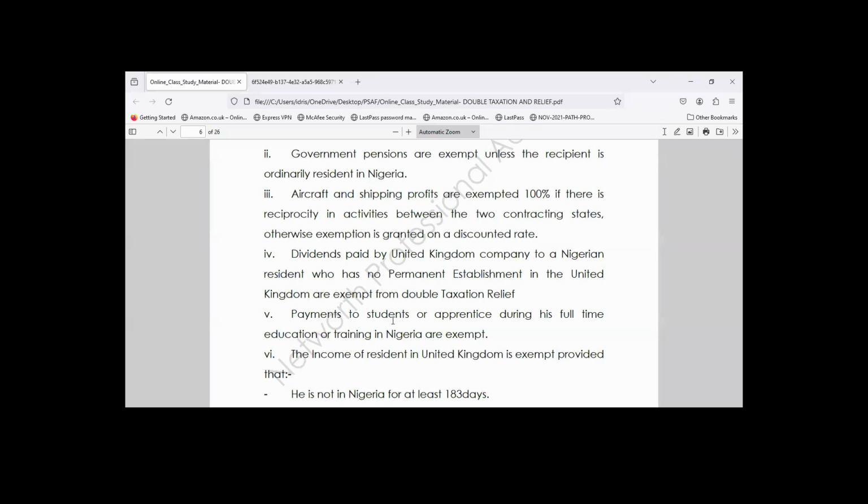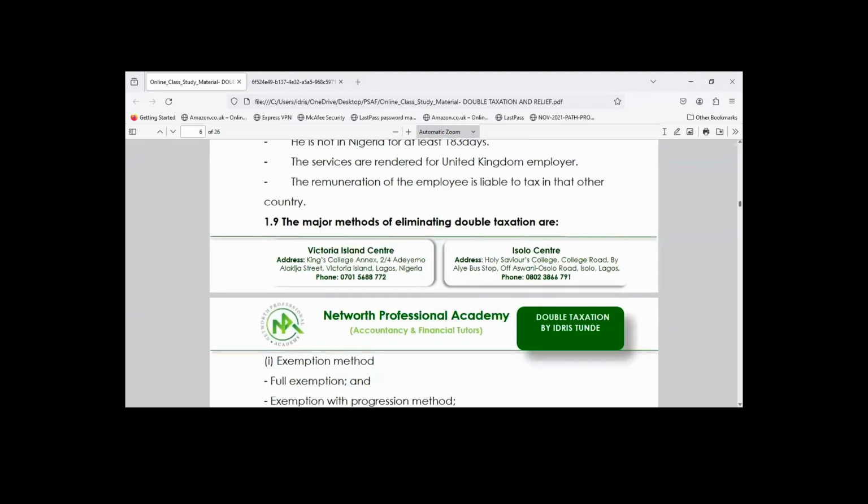Likewise, a Nigerian student. You apply for admission abroad and you are given admission to study a master's abroad. During your master's, they are paying you some token. Such token, if you take it back to Nigeria, is not going to be taxed. It's going to be exempted from double taxation. So those are all the incomes exempted from double taxation.